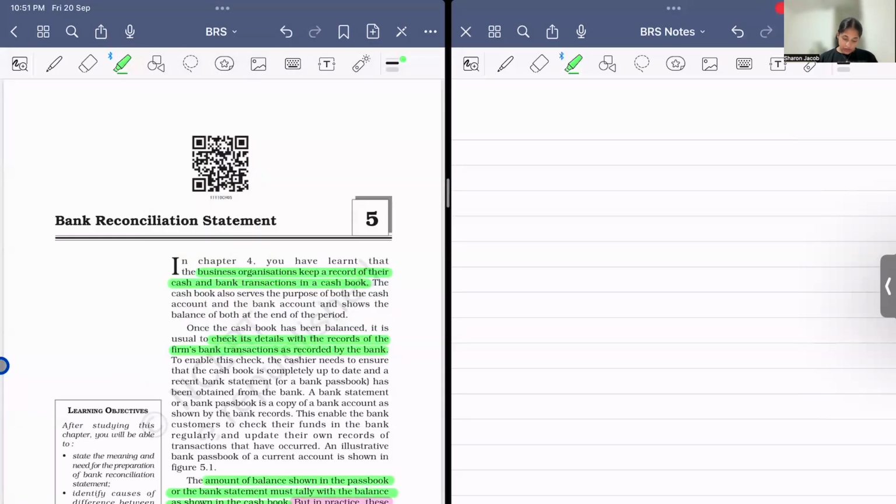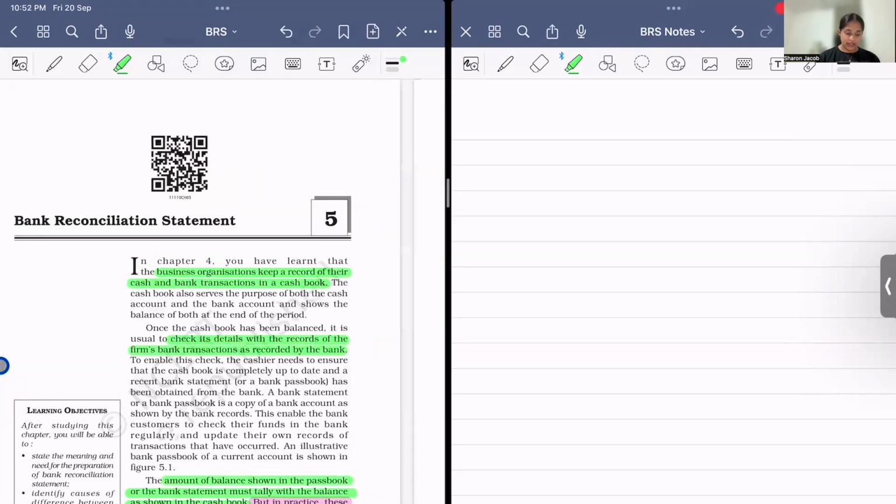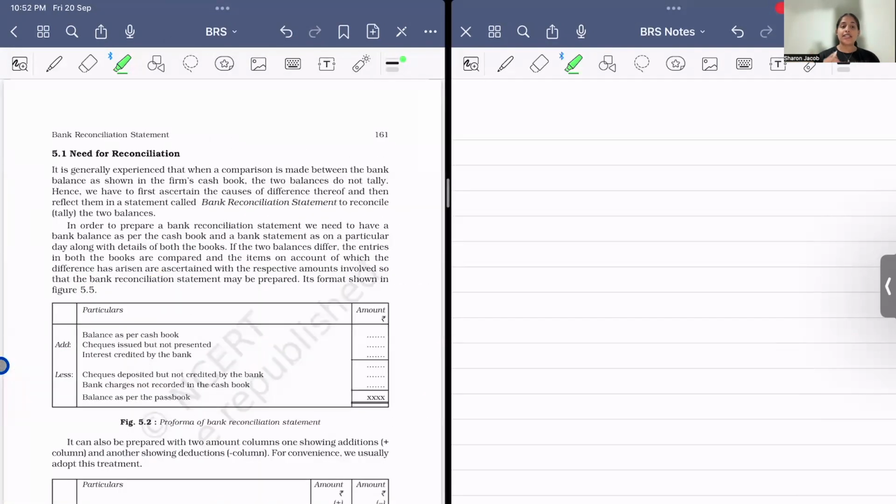So, we have to understand the difference. If deposits exceed withdrawals, it shows a credit balance. And if withdrawals exceed deposits, it shows a debit balance. It shows an overdraft, right? Now we'll get into the details about this. But first we need to understand why we need reconciliation and what we mean by reconciliation.